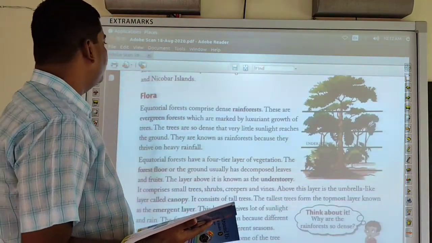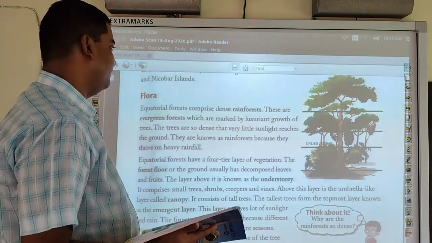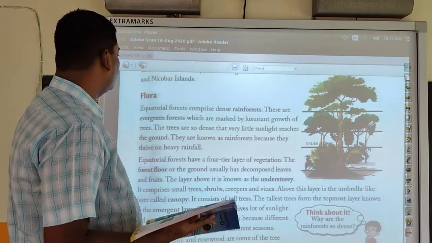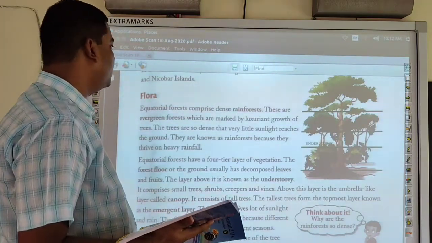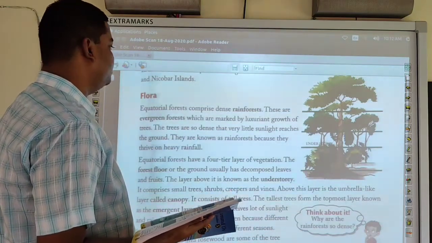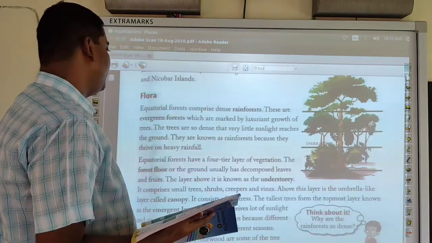Equatorial forests comprise dense rainforest. These are evergreen forests which are marked by luxuriant growth of trees. The trees are so dense that only little sunlight reaches the ground. They are known as rainforests because they thrive on heavy rainfall.